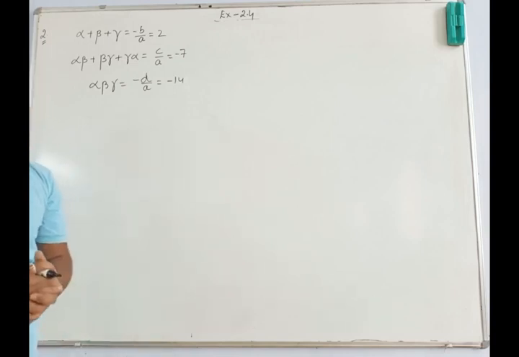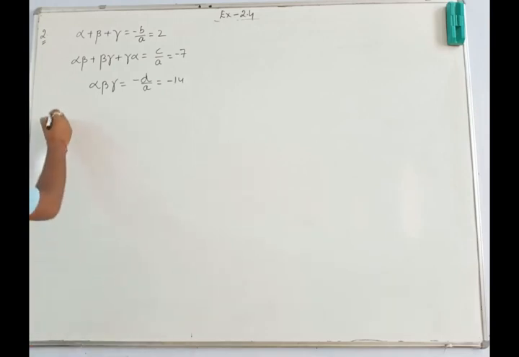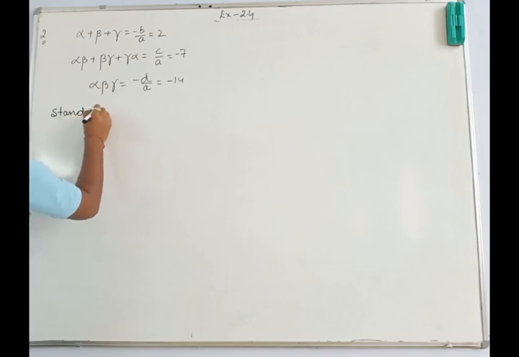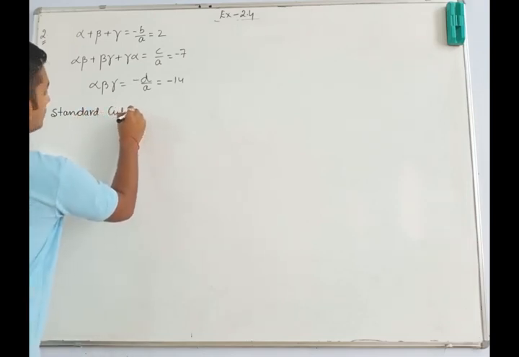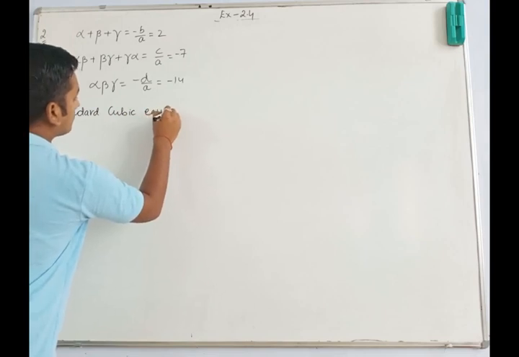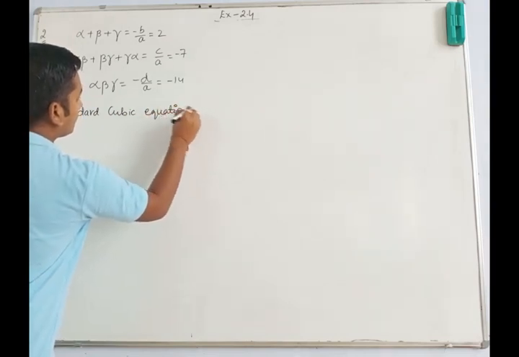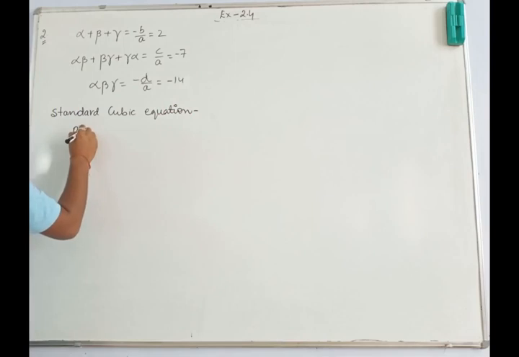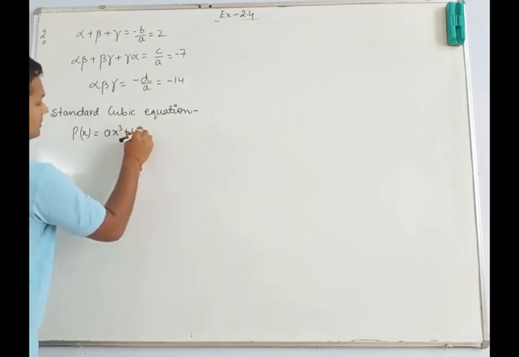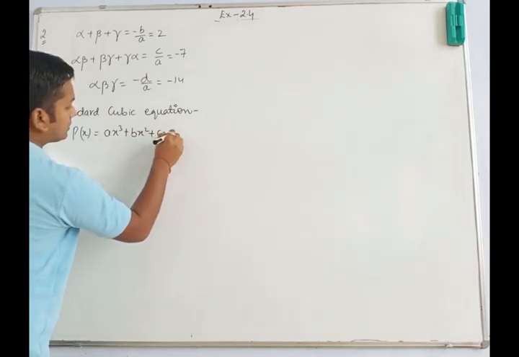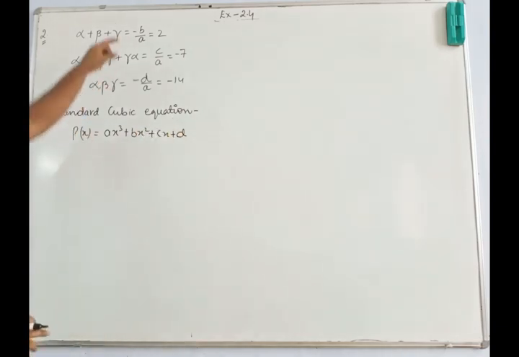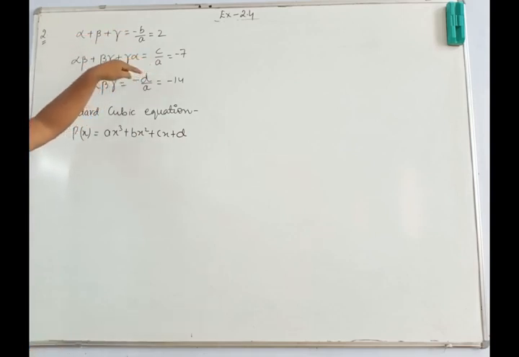So for a cubic equation, what will we do? So let's see. The standard cubic equation is what? Px is equal to ax cube plus bx square plus cx plus d. So this thing we already know, that all these verify the relationships with the coefficients of a polynomial. We already know about this.